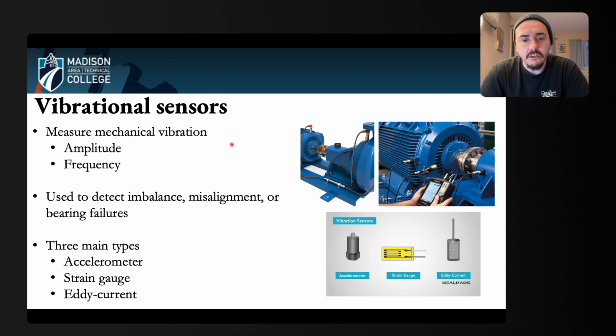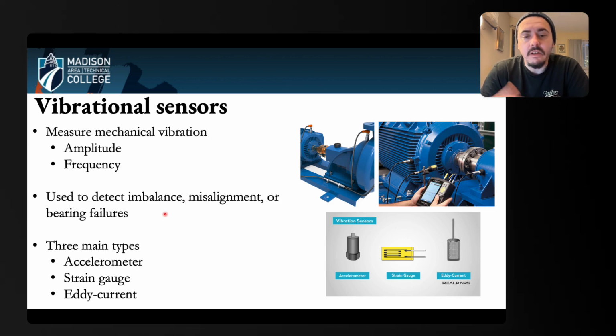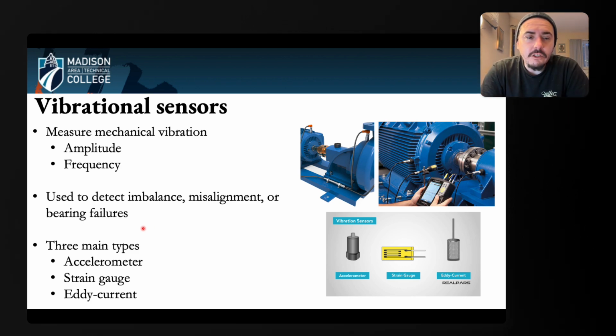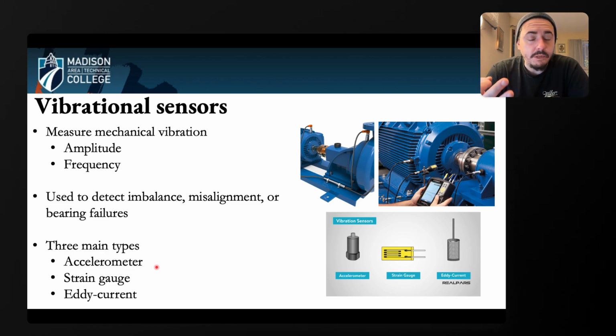It's going to put stresses on other components or things it's connected to, and it's going to lead to a failure in the system. So we want to detect any sort of imbalance, misalignment, or bearing failures immediately so that they can be replaced or repaired, so that it doesn't lead to a larger failure down the road. And there's 3 different types of these vibrational sensors. It's not really important that you understand the different types, but just so you know, they are an accelerometer, a strain gauge, and an eddy current gauge.